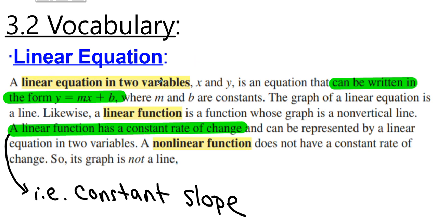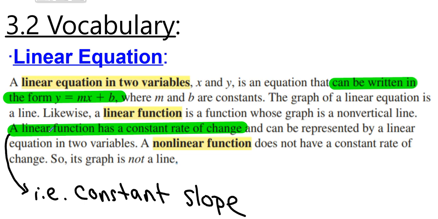So a linear equation in two variables, x and y, is an equation that can be written in this form, y = mx + b. That's slope-intercept form. It says m and b are constants, just meaning they're numbers. The graph of a linear equation is a line. Likewise, a linear function is a function whose graph is a non-vertical line. So a linear equation is any equation that can be written in this form.